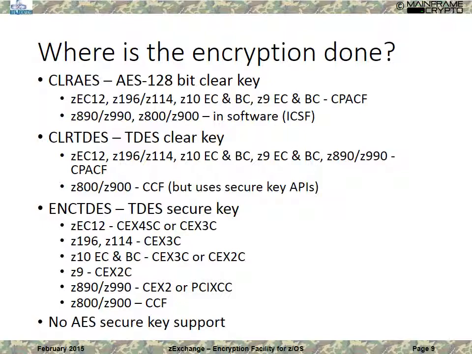Now, on the really old machines, the 890s and 990s, the 800s and 900s, those machines did not support AES encryption at all. However, ICSF did support AES encryption in software. Now, the performance might not be the greatest, but the work would still get done on those machines. Notice also that there's no support for AES 192 or 256-bit keys. The encryption facility was developed when the Z9 was the current technology, and the Z9 only supported AES 128-bit keys.